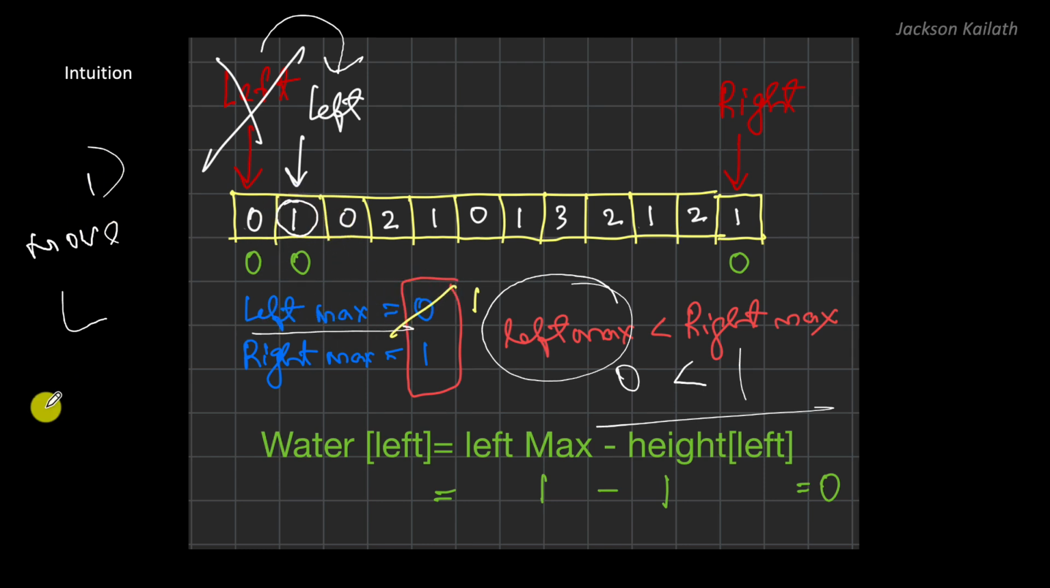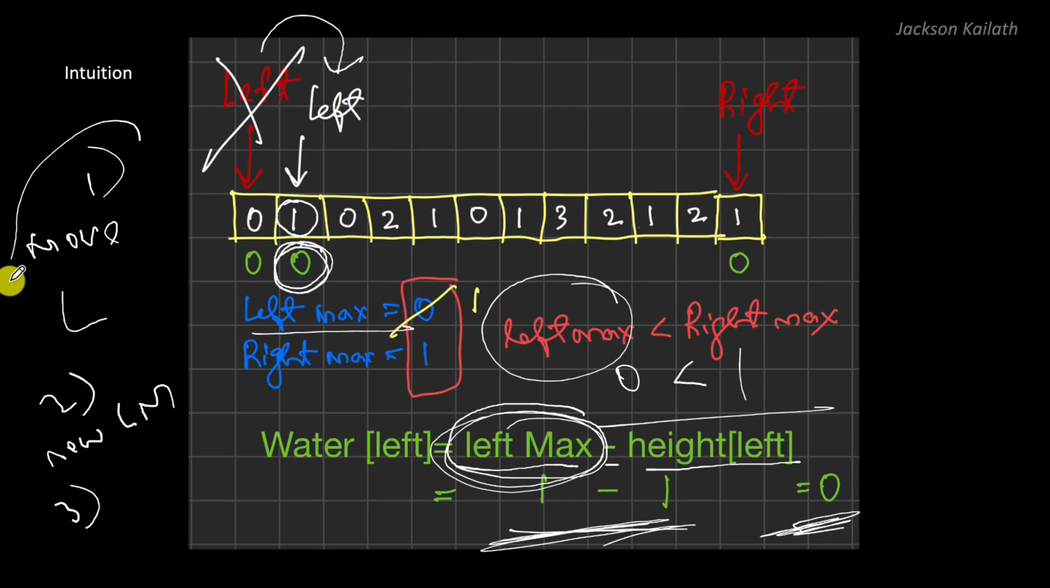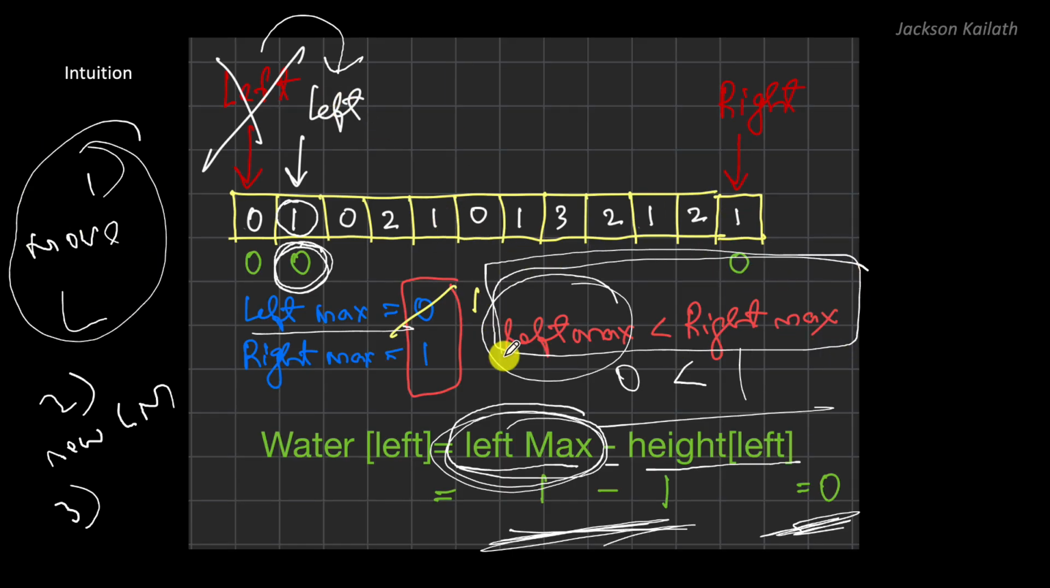So we compute the new left max, and then we compute the water that we can store at this index as left max minus height at this particular place, which is 1. Okay, so left max is 1 and height at left is 1. So over here, the water that we can store is 1 minus 1, which is equal to 0. Again, the thing that boggles our mind sometimes is that we are not considering right max any longer. We are only considering left max because we know left max is less than right max, because that's why we moved the left pointer.